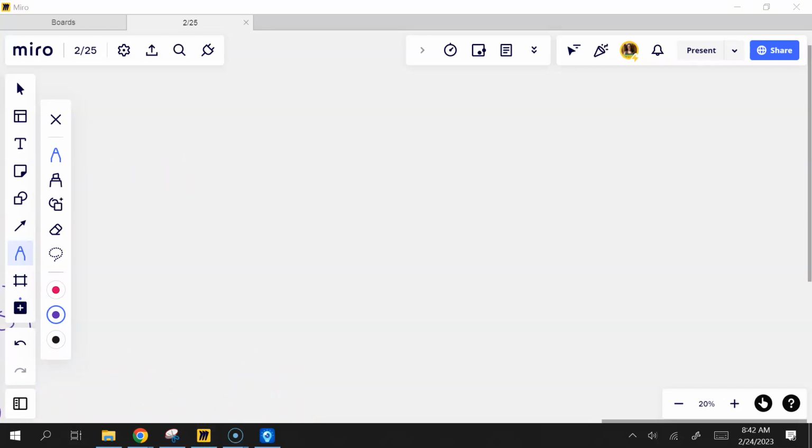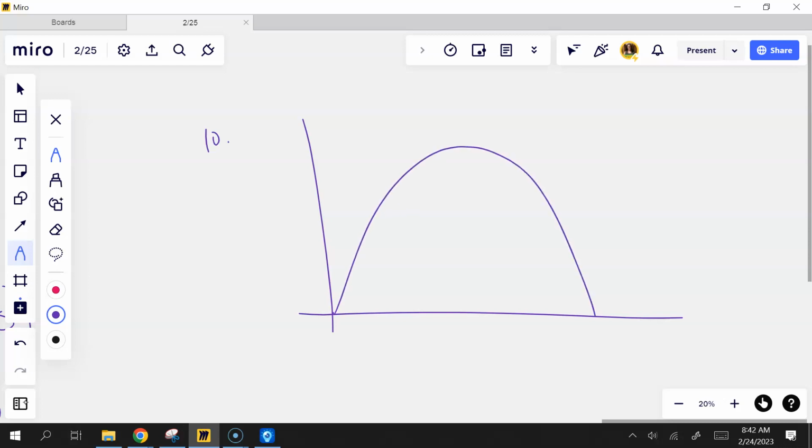This is number 10. Find the volume of the solid generated by revolving the shaded region about the given axis. It's got a pretty little pink line drawn right here.